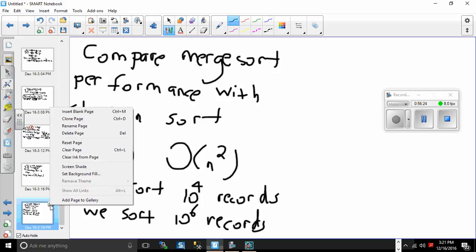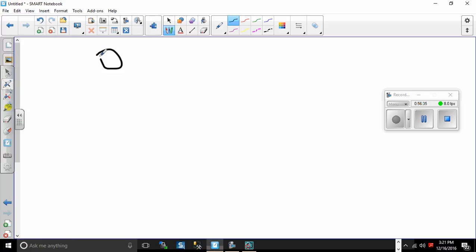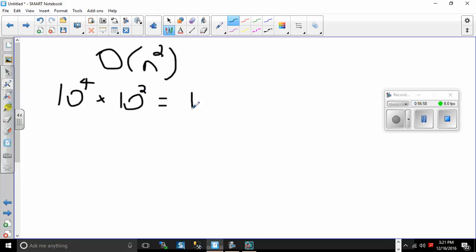consider the selection sort. The increase in runtime for selection sort will be something like this. Since we know selection sort is big O of n squared, it will be, since we have to take 10 to the fourth times 10 squared equals 10 to the 6th. So we have 100 times more data to sort.